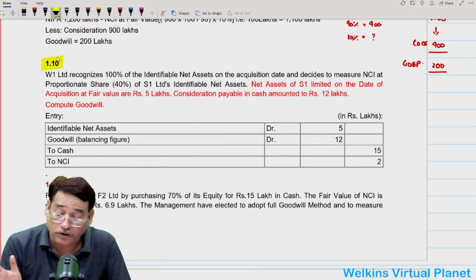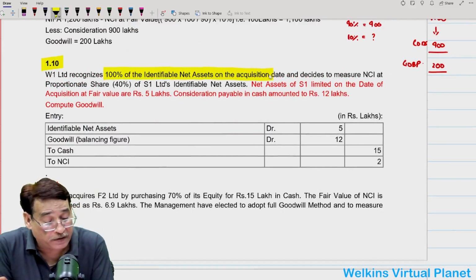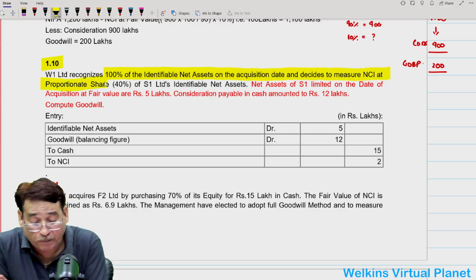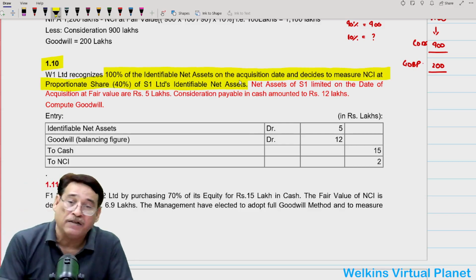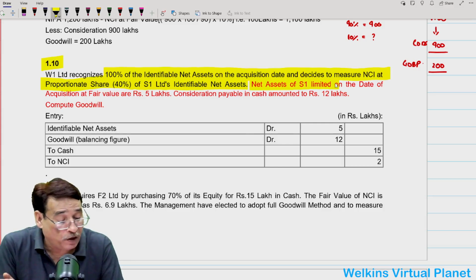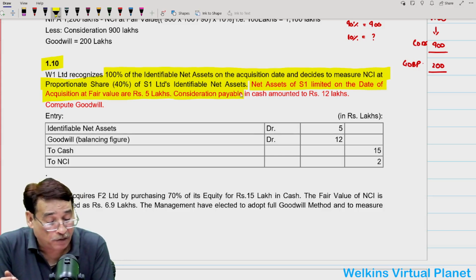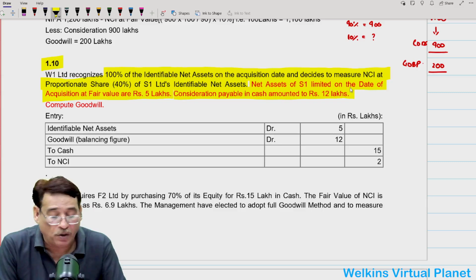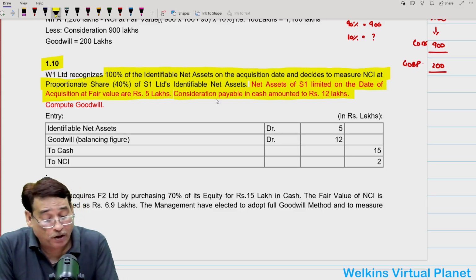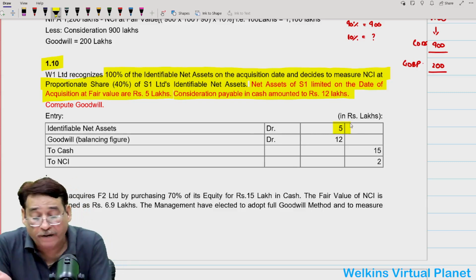1.10 W1 Limited recognizes 100% of net identifiable assets on the acquisition date and decides to measure NCI on proportionate share, that is 40% of S1 Limited's net identifiable asset. Net assets of S1 Limited on the date of acquisition are equal to 5 lakh and consideration payable in cash amounted to 12 lakh. This question I need not require to do. You can straight away write here, because it is clearly given that on the date of acquisition net assets is equal to 5 lakh. Correct?